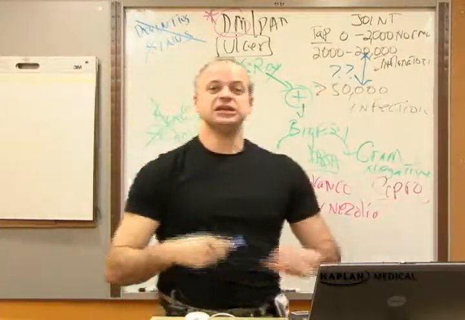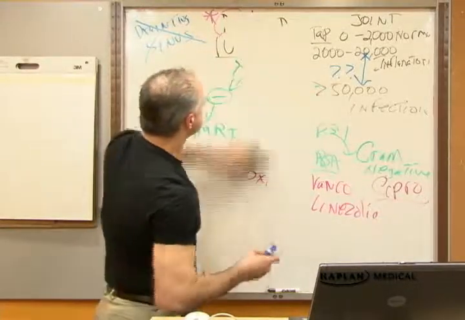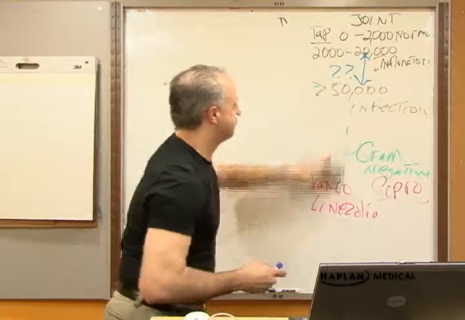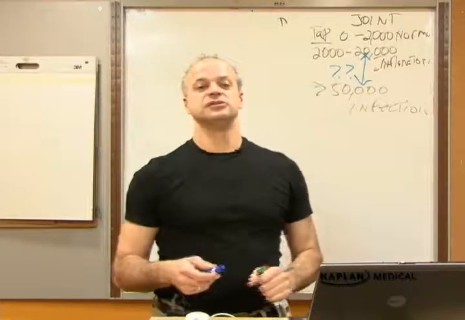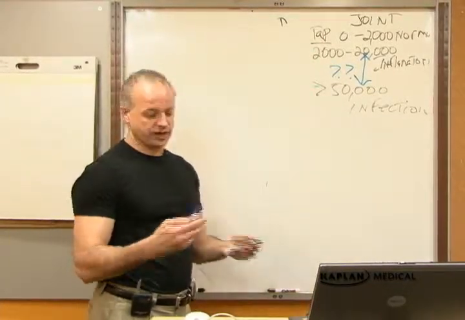Except in the test, if they want you to know the answer, they have to tell you something. So if they want you to know it's infected, they'll tell you it's above 50,000. If they don't want you to know, they won't tell you it's above 50,000. Now, this tells you it's infected, not infected, inflammatory.